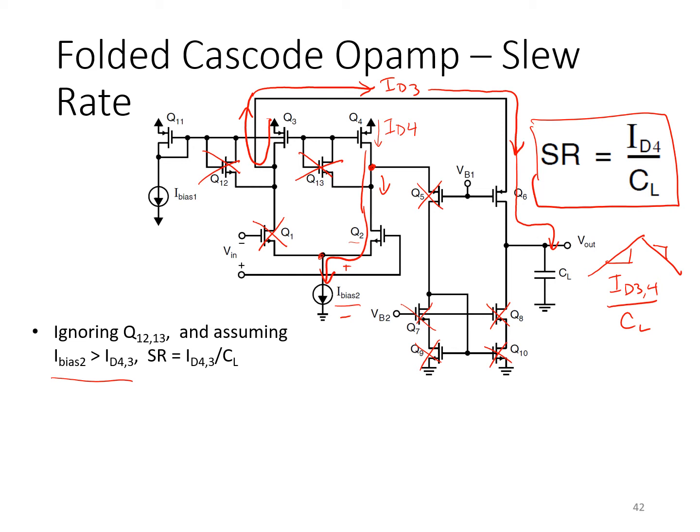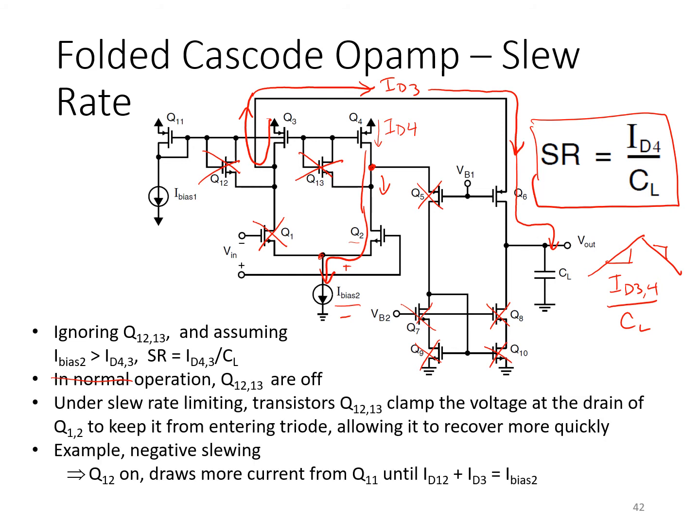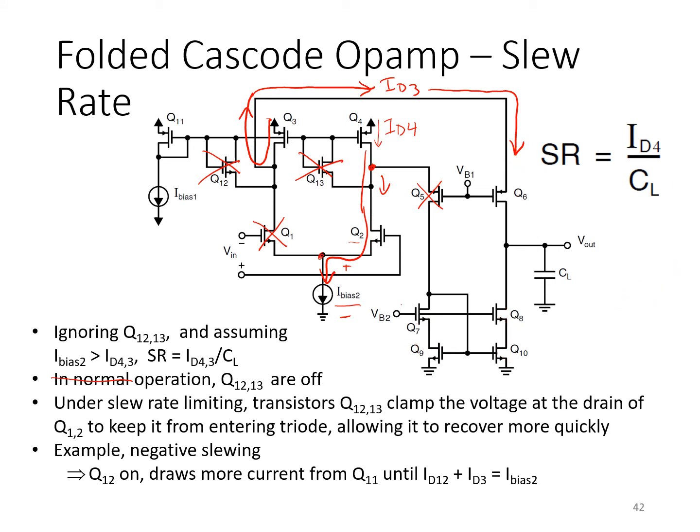So to address that, let's reconsider this circuit, but this time considering the impact of the transistors Q12 and Q13. Okay, just going to tidy this up here. So first of all, let's recognize that in normal operation, Q12 and Q13 are off. So when we're not in slew rate limiting, there will not be sufficient gate source voltage on Q12 and Q13 to turn them on. So they really have no effect until such time as we see a large step.